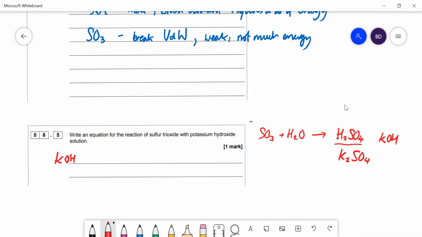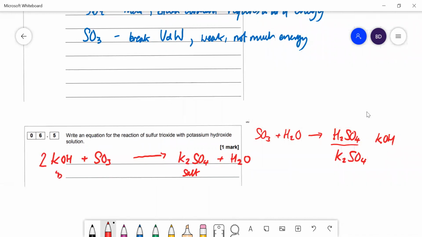Right, now you get the same thing if you react SO3 with potassium hydroxide. It's an acid-base reaction. The SO3 is actually not a Bronsted-Lowry acid. It's just going to be a Lewis acid actually. Right, and you're going to get K2SO4. To balance that, we just need to put a 2 there, and then we will also make 1 molecule of water as well. So it's a neutralization: we get a base plus an acid, and we're getting a salt and water.